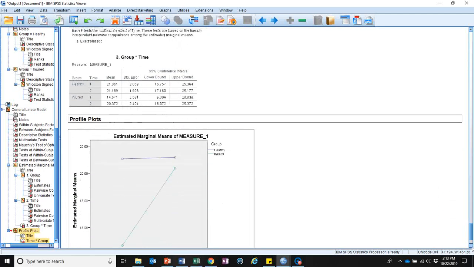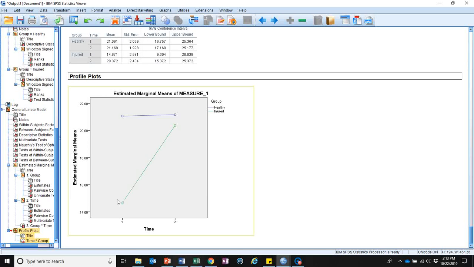And sure enough, we see the injured weaker than the healthy, but after this exercise program, they get close to about the same. So we definitely do not have parallel lines here. So when I go to read and interpret my analysis, I expect to see an interaction as the main finding.